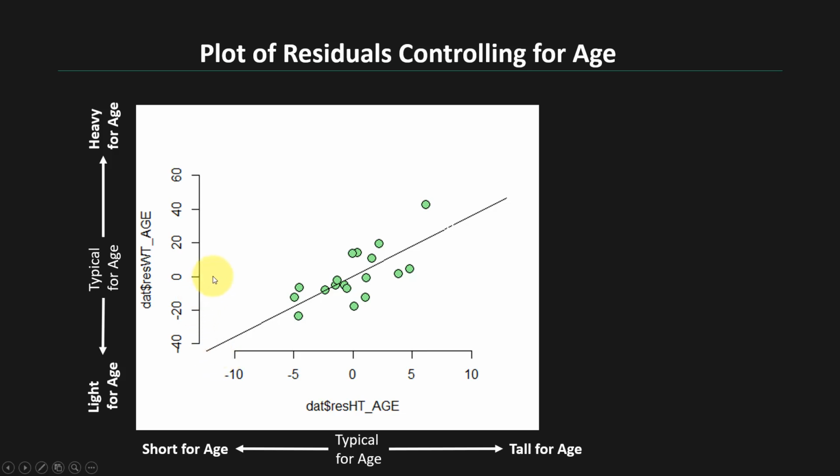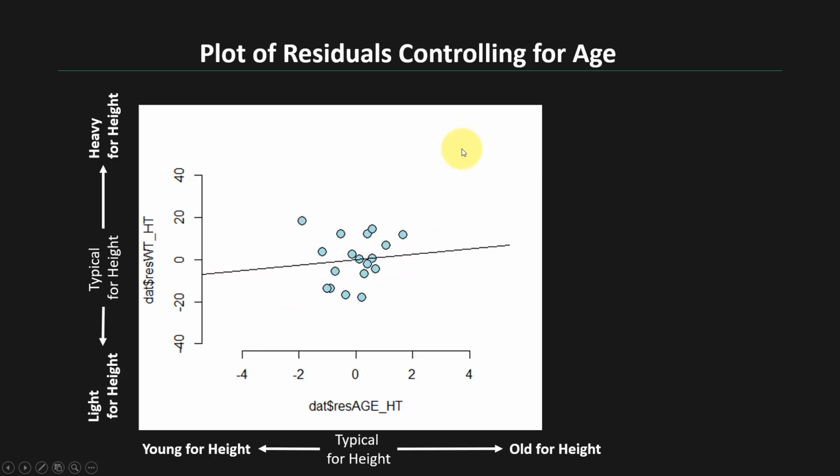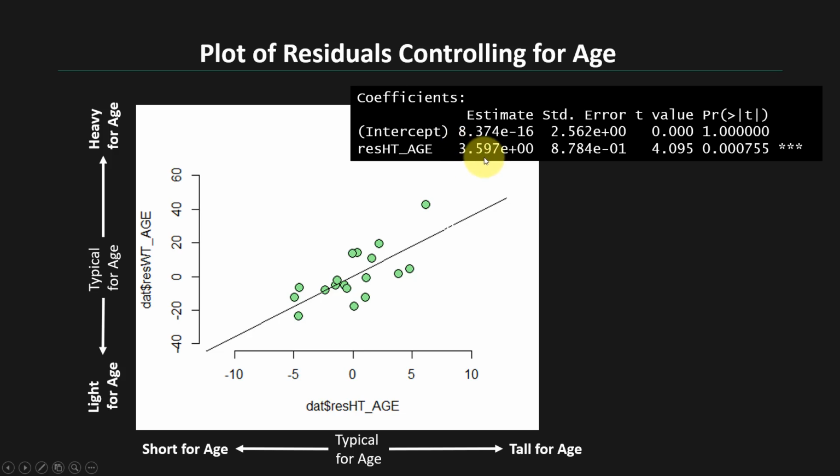So now that we've taken age out of both variables, we can fairly assess the relationship between weight and height controlling for age. If we do that, we get an estimate of the slope, right? If I analyze these two residuals regressed onto each other, I get that same slope of 3.6 that I had from the previous multivariable regression. So after the variance due to age has been removed, for every inch taller you are, we expect you to get about 3.6 pounds heavier.